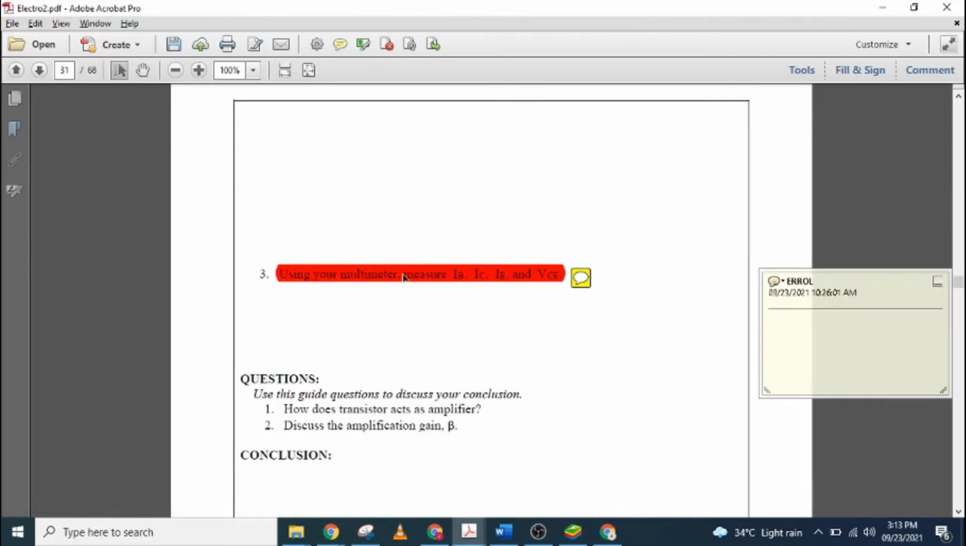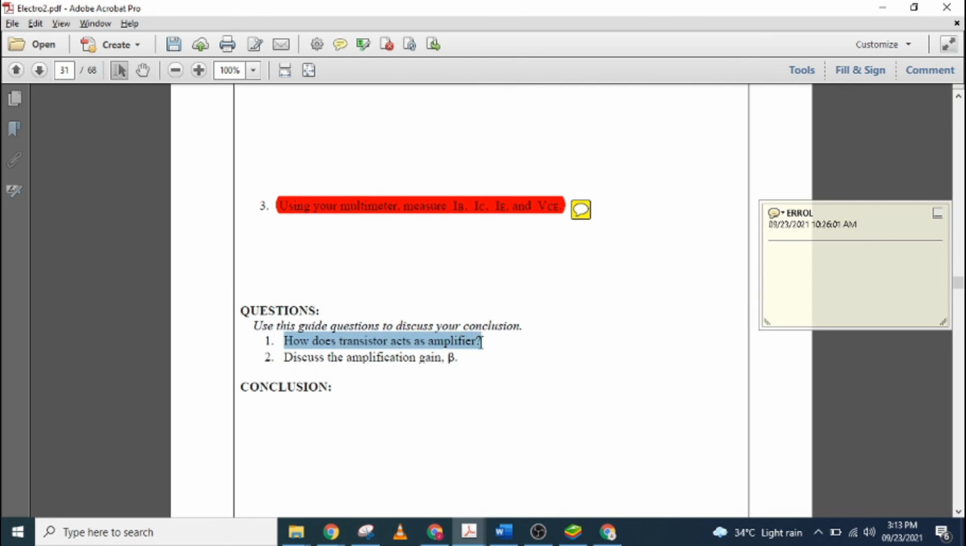So going back, so after you have already simulated, you record the values of IB, IC, IE, and VCE here. Sulat nyo dito. And then answer this guide question. So how does transistor act as an amplifier? So saan dun nangyari yung amplification? So you try to answer this question. As well as yung pangalawa, discuss ano ba yung ibig sabihin ng amplification gain or yung beta or yung binanggit natin kanina na transistor amplification factor. Ano ba yung ibig sabihin yan? So discuss, pwede niyong i-research ito. Okay? Discuss the amplification gain na beta.